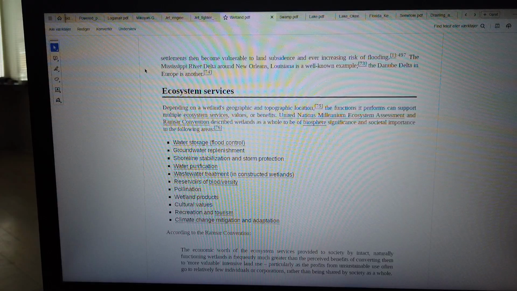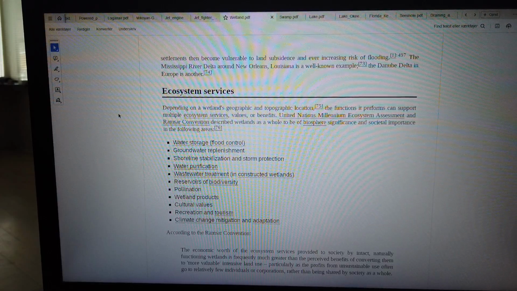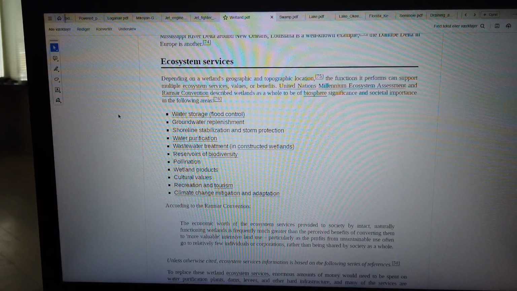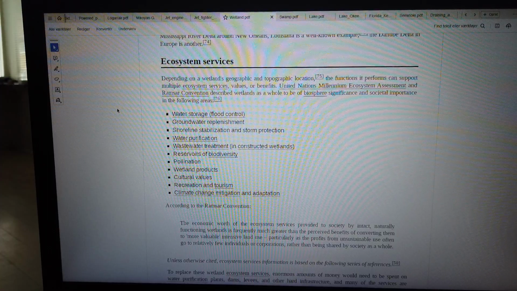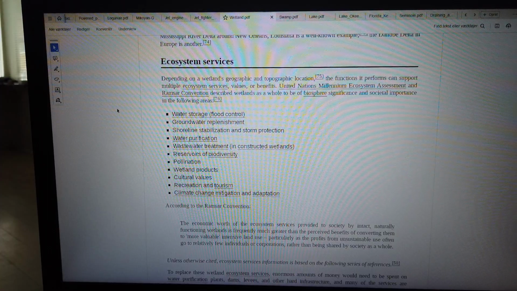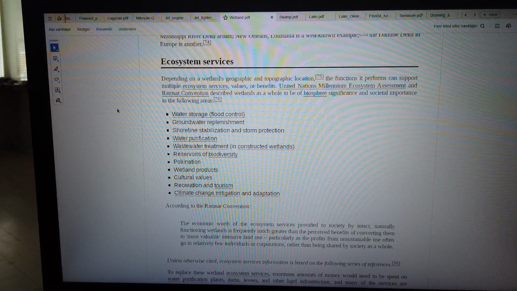Ecosystem services. Depending on a wetland's geographic and topographic location, the functions it performs can support multiple ecosystem services, values, or benefits.